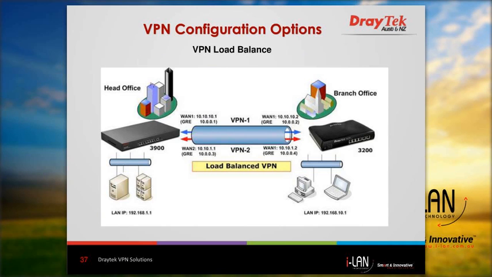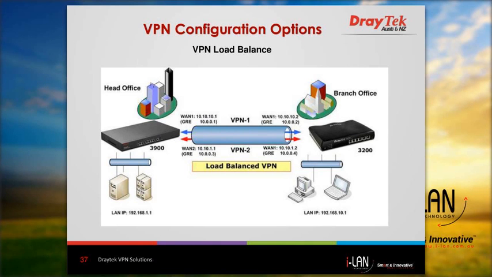And another VPN configuration mode that I mentioned earlier was VPN load balancing. This mode lets you set up multiple VPN tunnels, depending on the router used, and load balance the VPN tunnels between the two sites, as shown in this diagram. Here we have a Vigor 3900 and a Vigor 3200 utilizing two WAN connections to load balance two VPN tunnels. This provides a larger bandwidth pipe between the two sites, which will result in improved VPN performance, as well as provide redundancy should one of the VPN tunnels go down.